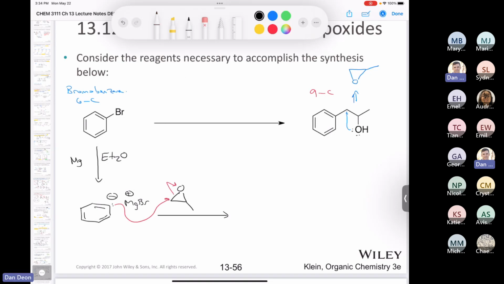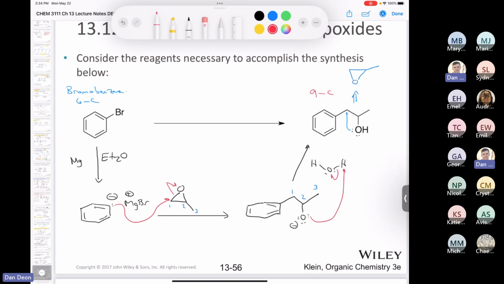it's going to attack at the least hindered carbon. We're going to pop that ring open, and we're going to end up with this. So if you number the carbons 1, 2, 3, on carbon number 2 we're going to have the alkoxide. I like that. So we'll number these as being 1, 2, and 3. And then in the very last step, we're just going to do a proton transfer. So we can draw the mechanism of it, which looks something like this. There you go. And that gives you the desired product.